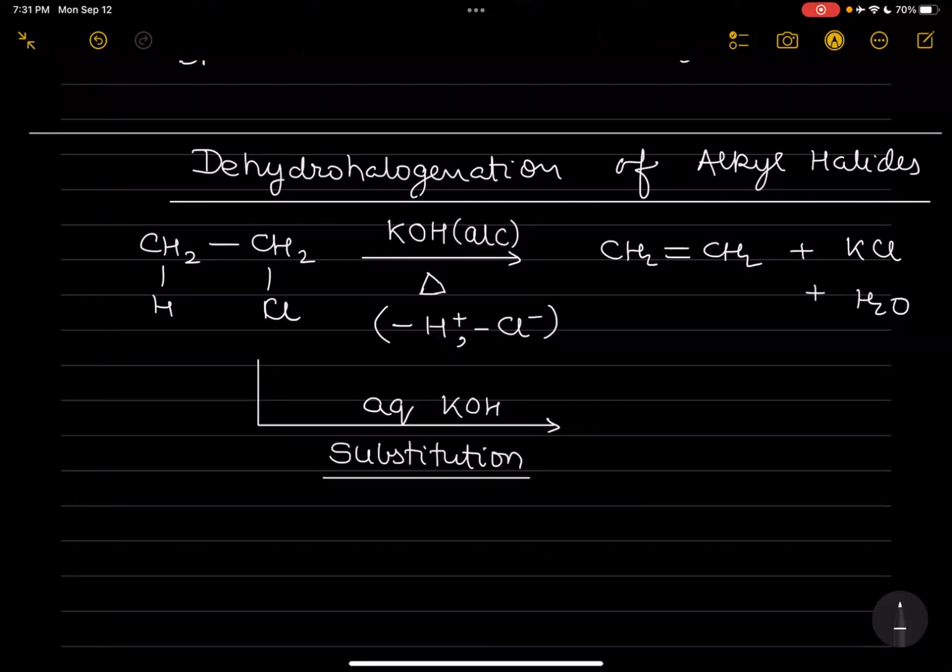With alcoholic KOH and in the presence of heat, can you see the delta sign? I'm highlighting. So substitution means what? SN2. This is an SN2 reaction. OH minus will come in place of Cl. So this is CH3CH2OH. Is it clear?